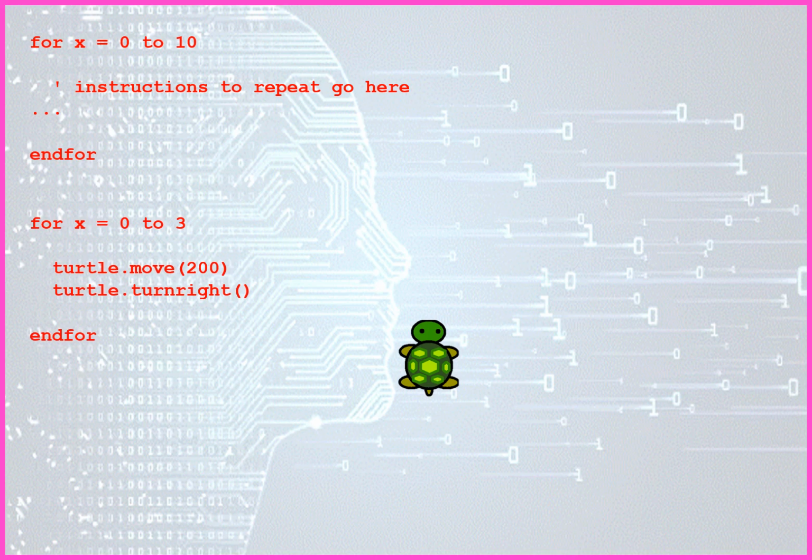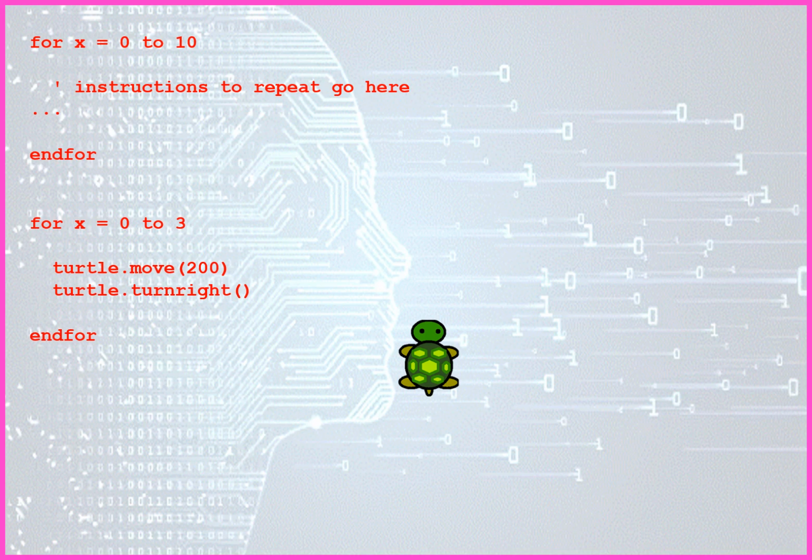So here we've now got an example iteration that will allow our turtle to move on the screen. The iteration again begins with the for command. This time our counter is not going to count up to 10, it's going to count up to 3. And each time the iteration runs through, the turtle is going to move forward 200 paces and then is going to turn to the right. Once it's completed the iteration, we've then got our end for command at the end.